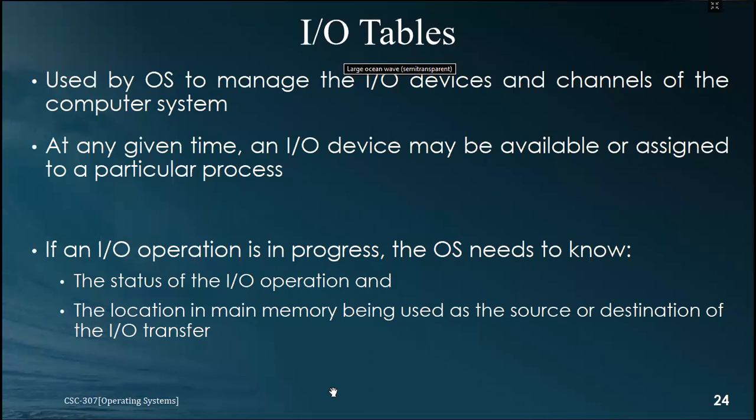So let me explain this point a little bit. First of all, from the definition, I am sure you're clear that the IO table handles the IO devices and their allocations. An IO device may be available or assigned to a particular process.